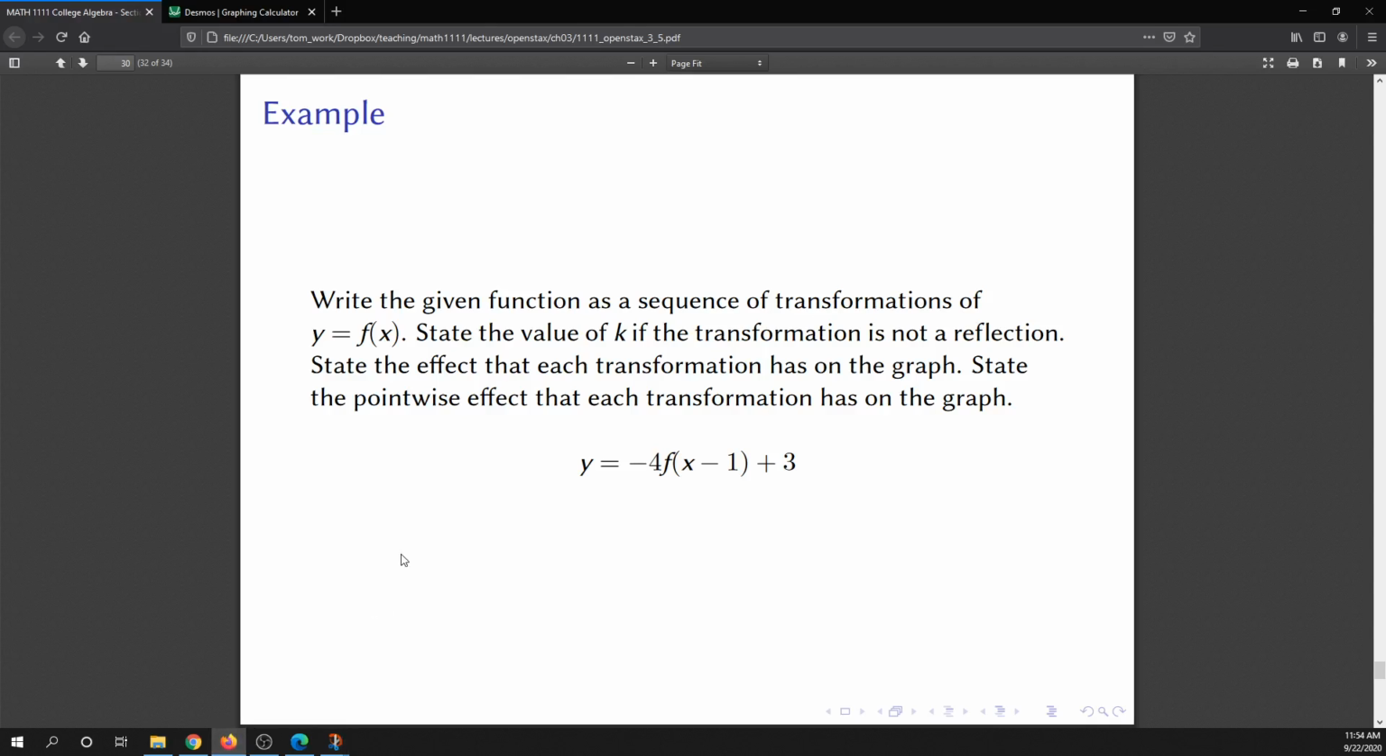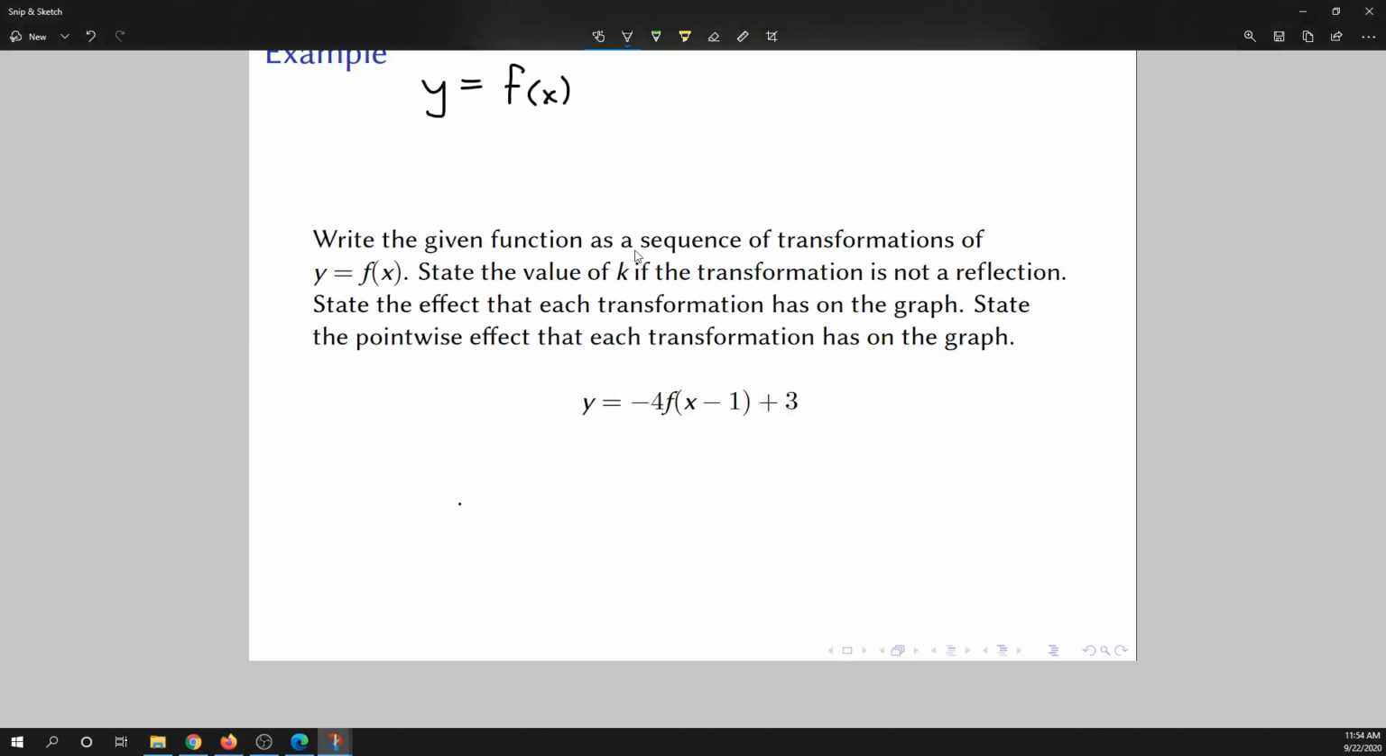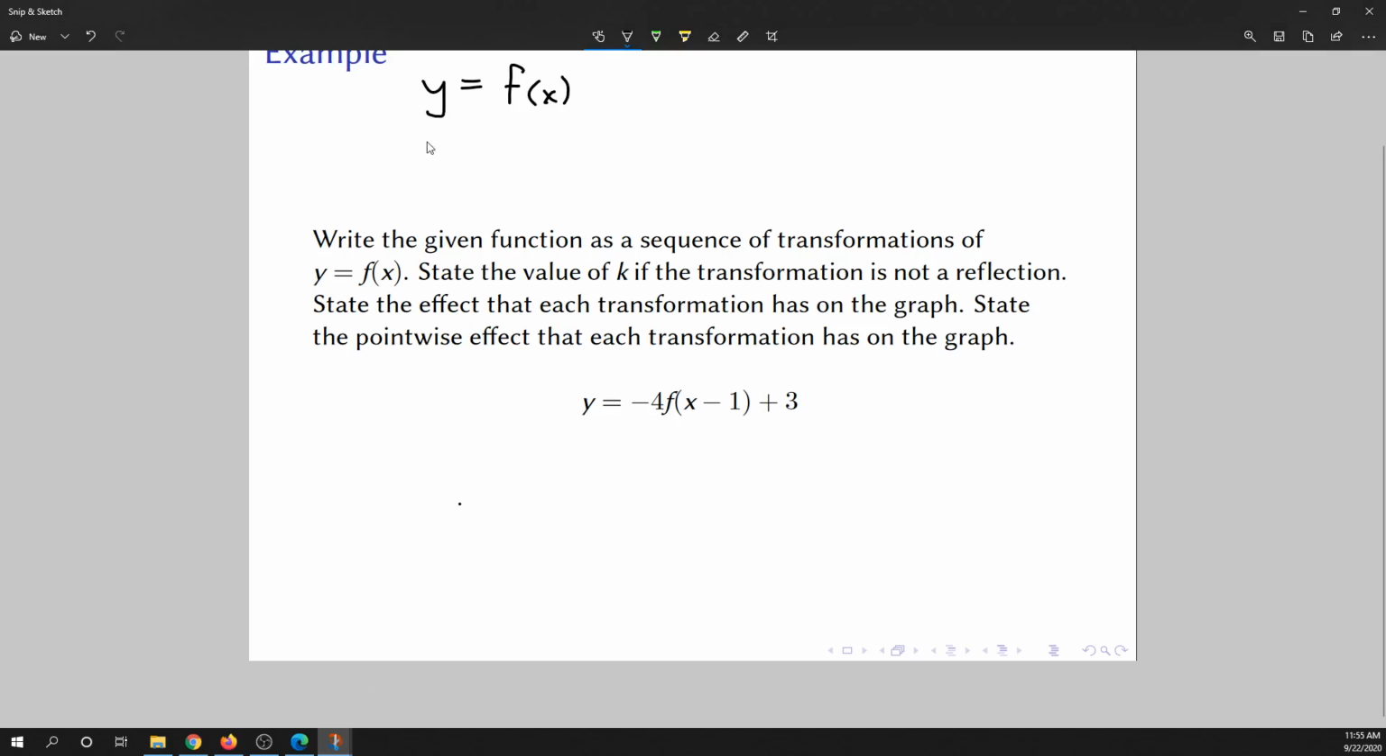Let me make sure I'm doing it in the order that I have written in these slides, because otherwise it's harder to explain that way. Now, you can do it multiple different ways. All right, so the first thing that I'm going to do is I can see here I have x plus or minus a number on the inside. That's this transformation right here. So what I'm doing is replacing x by x minus 1. All right, so you can see I have this f of x minus 1 in there.